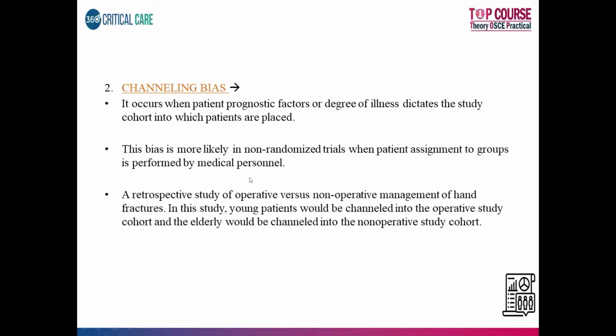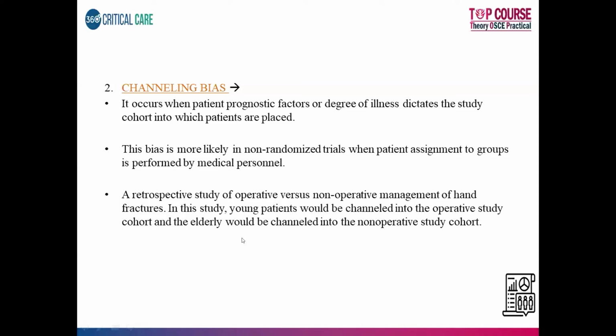Now coming to the channeling bias. So it occurs when patients' prognostic factors or degree of illness dictates the study cohort into which the patients are placed. Okay, so this bias is more likely in non-randomized trials when patient assignment to groups is performed by a medical professional. For example, what is channeling bias? So we are going to consider operative versus non-operative management of hand fractures. Okay, so when you randomize these patients, usually how do you randomize? If it is a medical personnel, then he would randomize young patients into the operative study group because they will be more benefited.